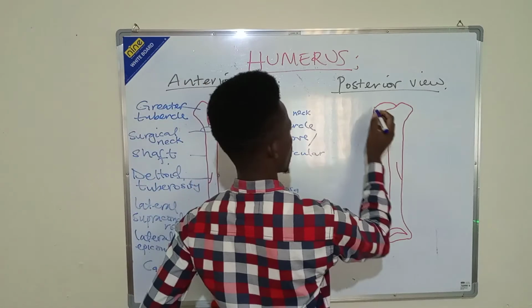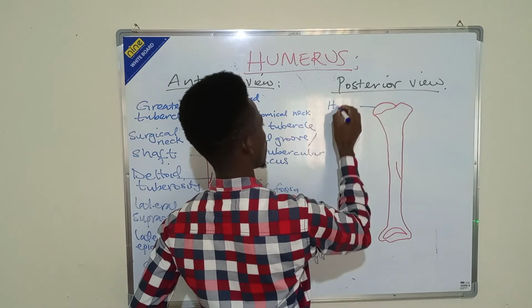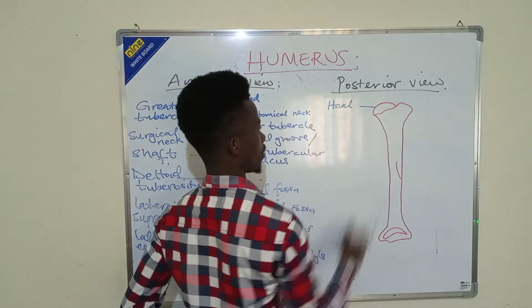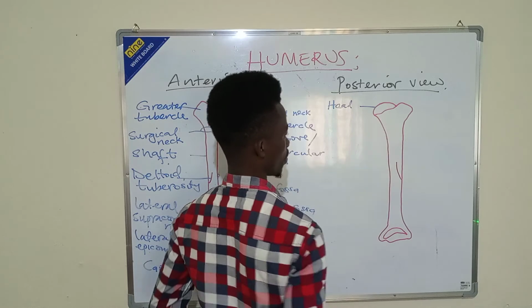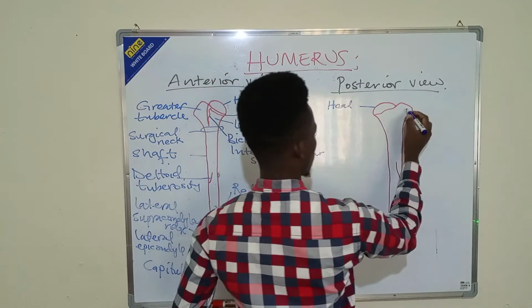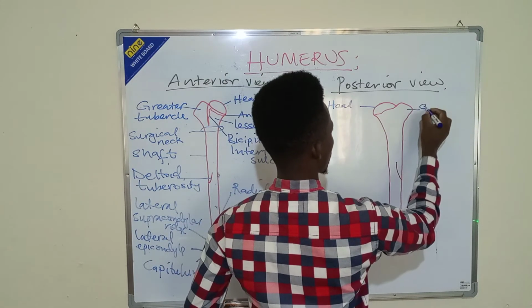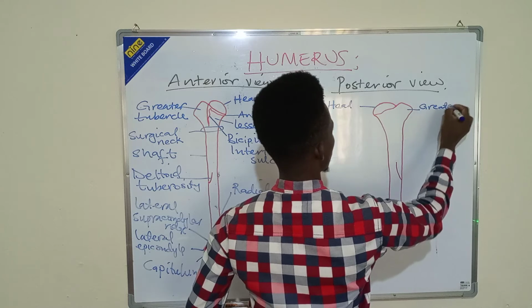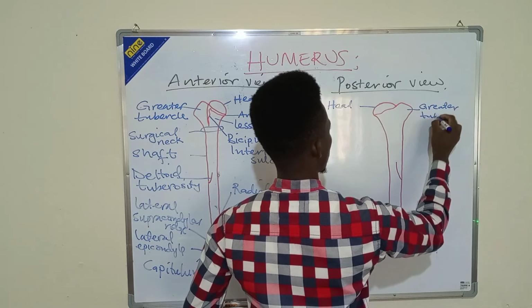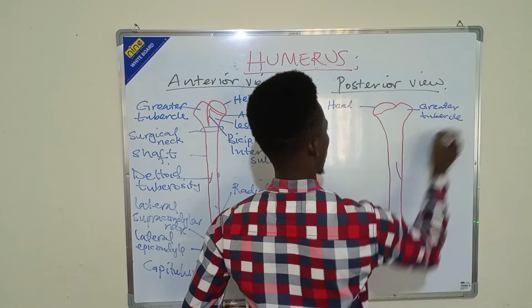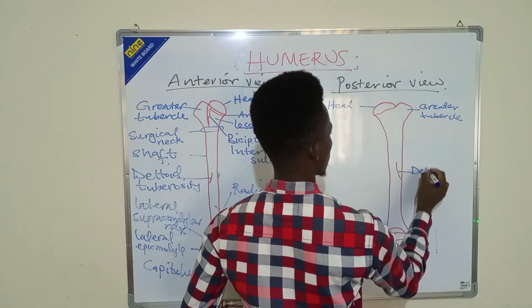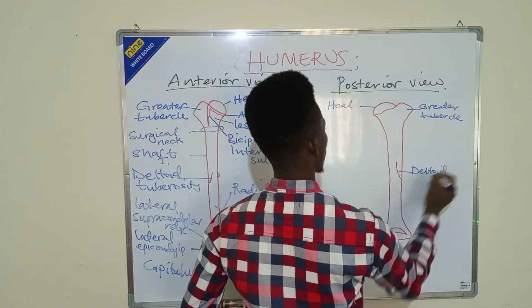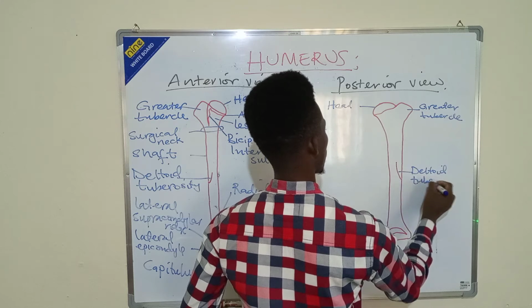So the major features we can see: the head. Below the head, we can view the anatomical neck and the surgical neck, but this time we only see what we call the greater tubercle, and then we shall have our deltoid tuberosity still being seen.